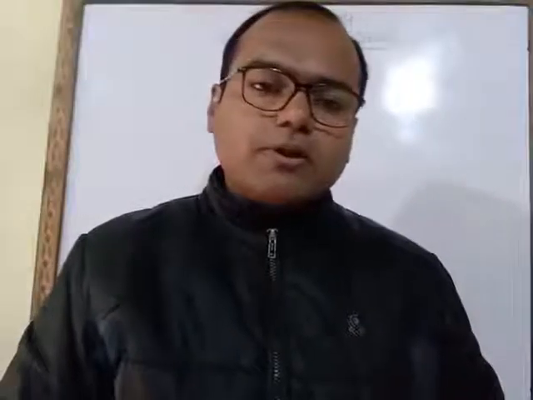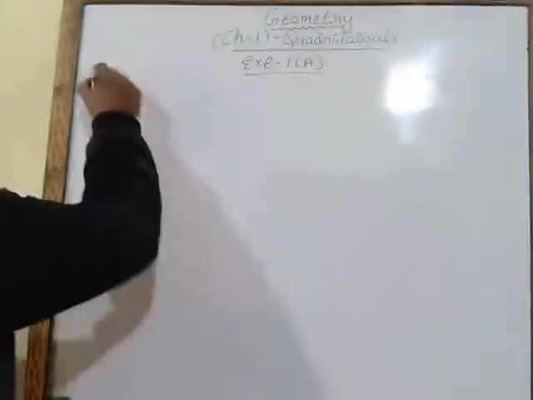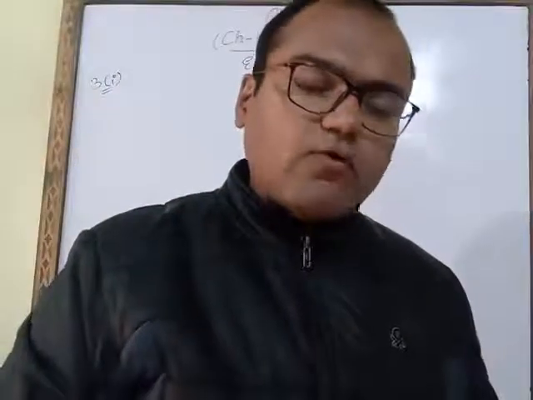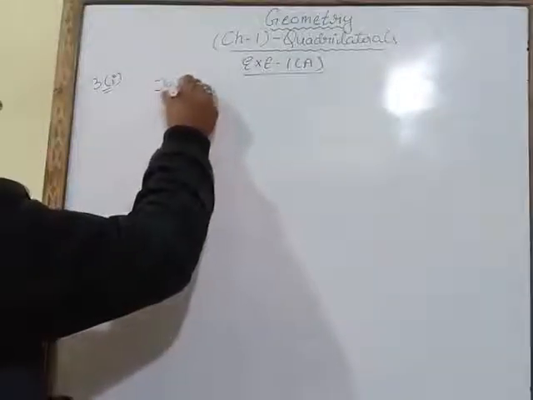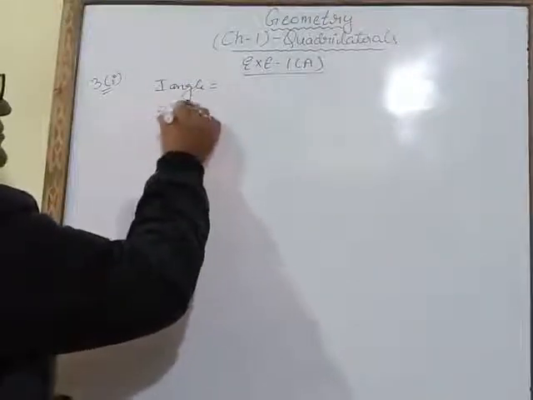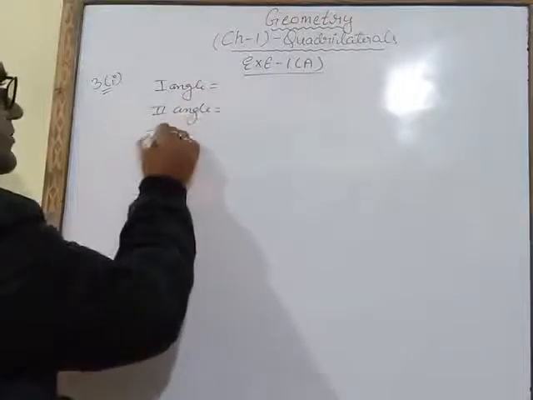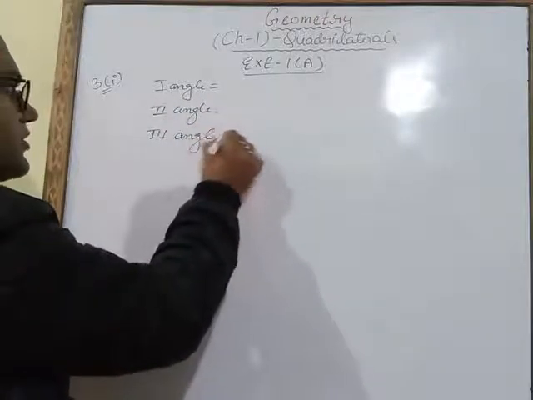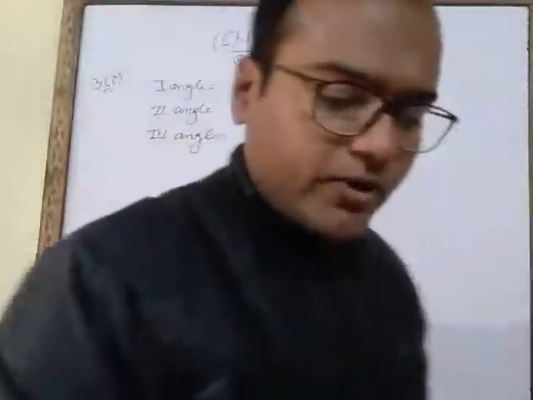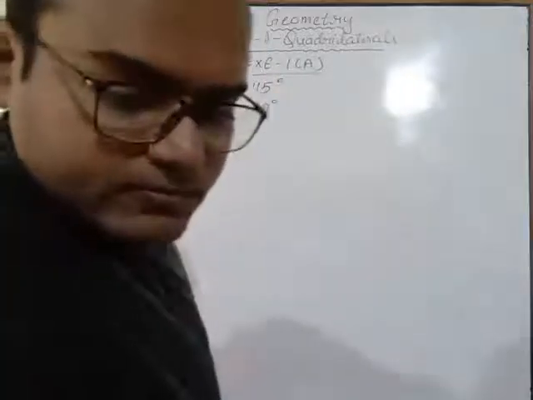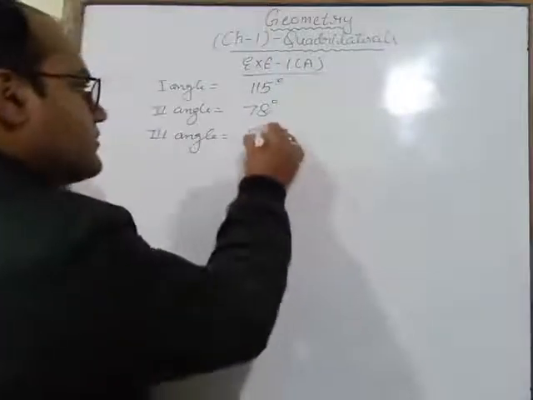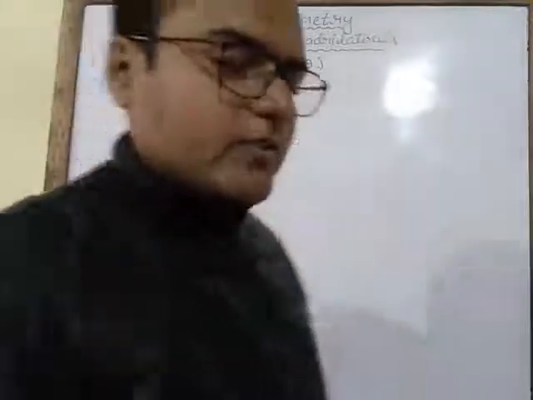Now all of you see question number 3, first part. The 3 angles of a quadrilateral are given: first angle, second angle, third angle. So the 3 angles of the quadrilateral given in the question are 115 degrees, 78 degrees, and 84 degrees.